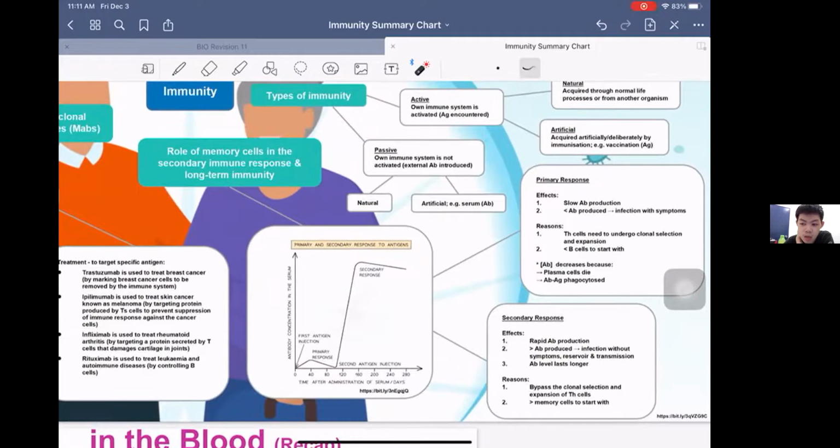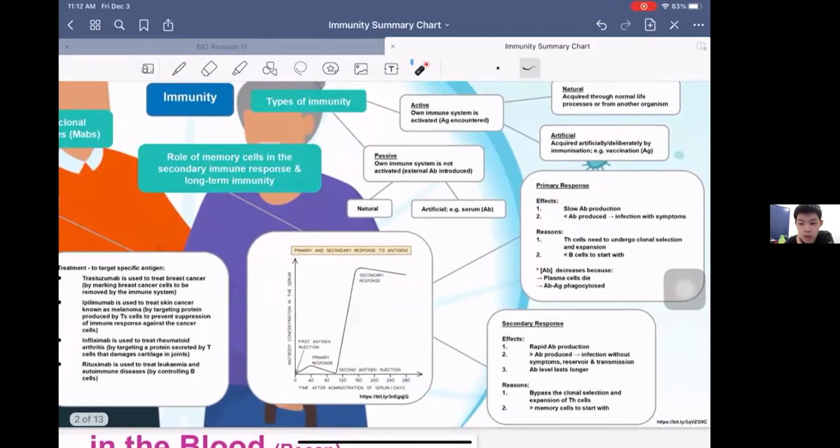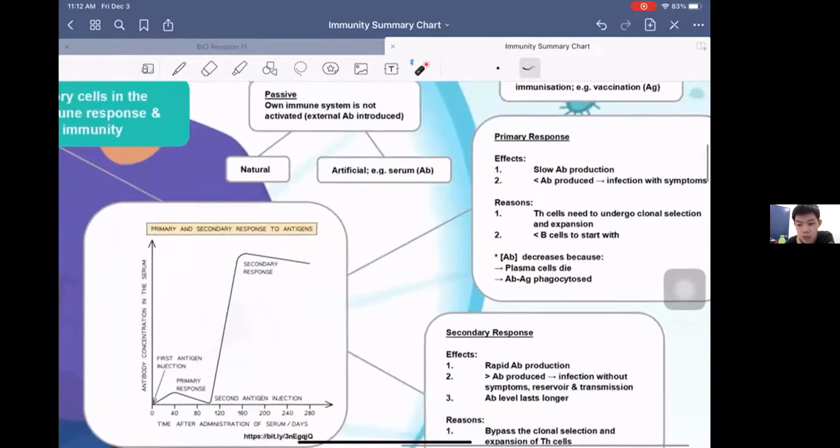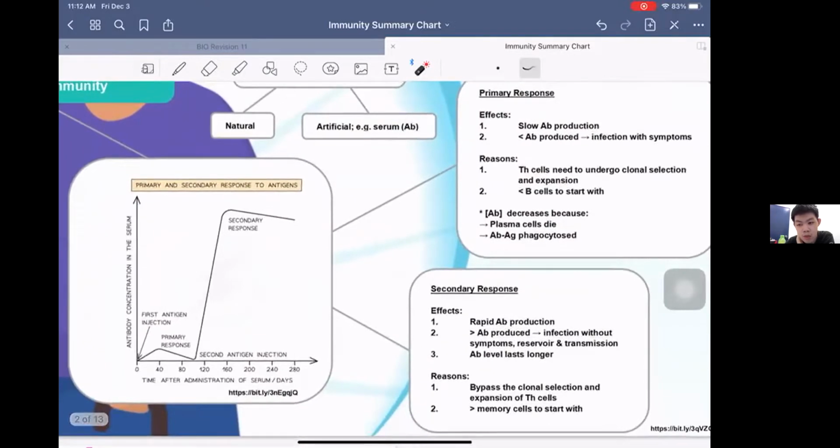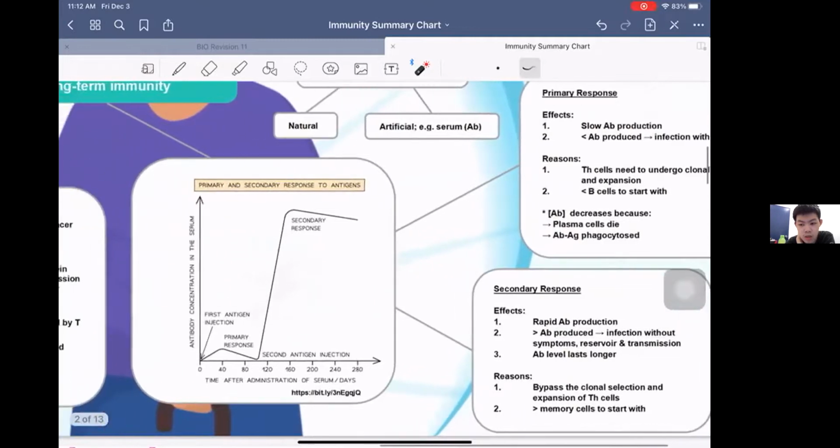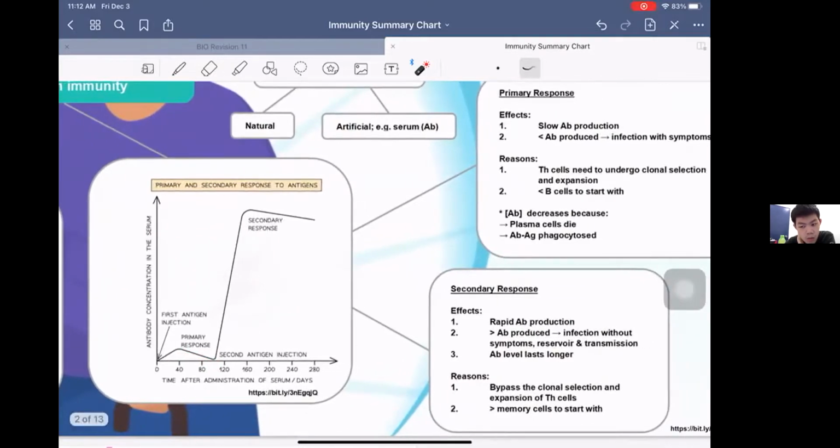The reason why there's a slow antibody production is because the T helper cells or the T lymphocytes need to undergo clonal selection and expansion to actually produce the memory T helper cells and the memory T killer cells. Also, because there are fewer B cells to start with, the B cells also need to undergo clonal selection and expansion to produce the memory cells and plasma cells. Only then can the plasma cells produce the antibodies. So the concentration of antibodies will decrease because the plasma cells will die, and also the antibodies that are bound to antigens will be phagocytosed.